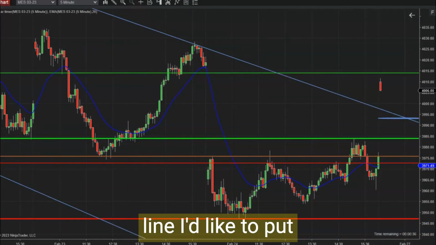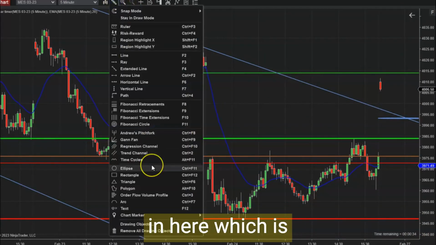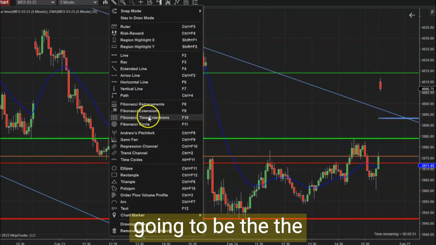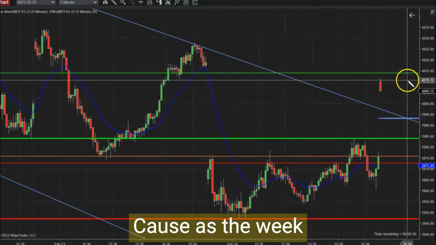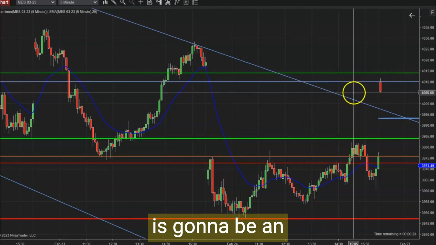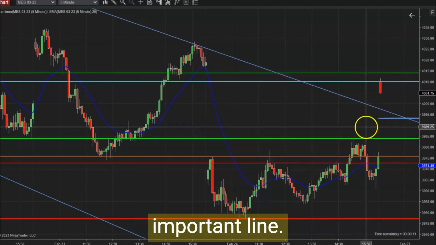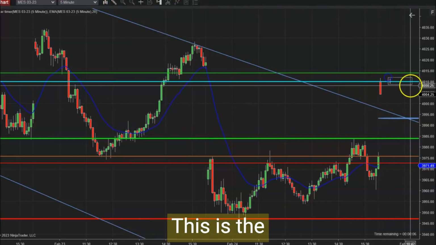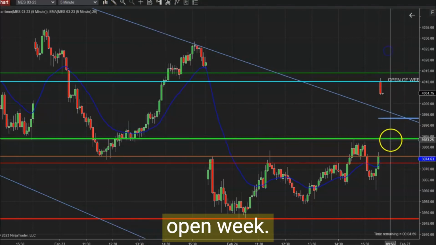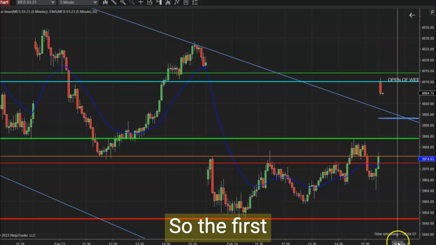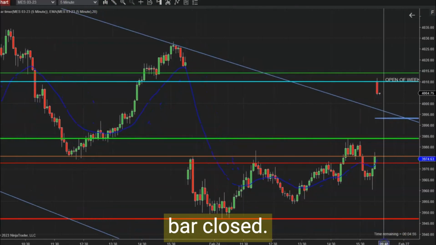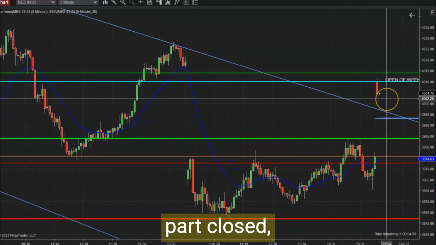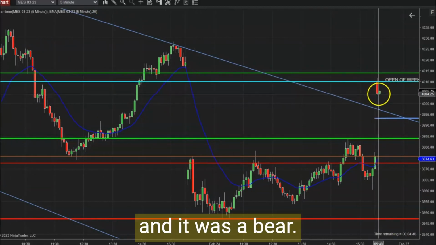And another line I like to put in here is the open of the week, because as the week progresses, this is going to be an important line. All right, so let's go ahead and just type it in here. This is the open week. All right, so there's the first bar. The first bar closed, and it was a bear bar.